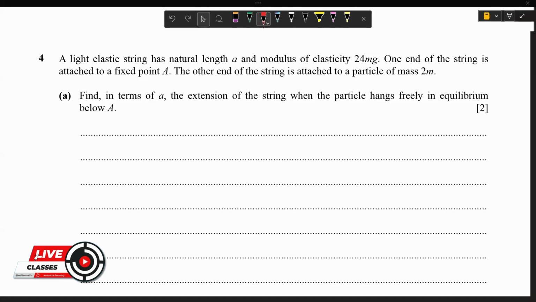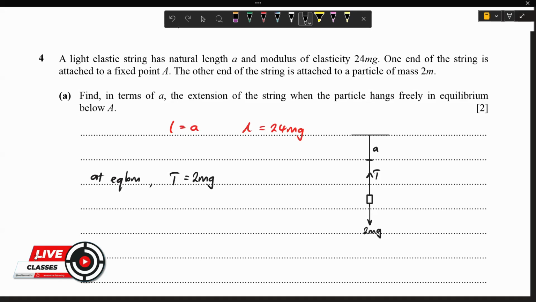All right, so here we've been given that the natural length L is equal to A. The modulus of elasticity is 24mg. We've also been told that the particle is hanging freely from a point A. So let's say the particle is here and is hanging freely. The natural length is A, and the weight of the particle, since we've been told that the mass is 2m, will be 2mg. So we also have tension, and here we are at equilibrium. So at equilibrium, we know that T is equal to 2mg, because the forces here are balanced.